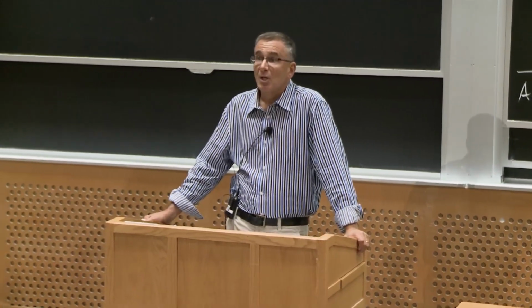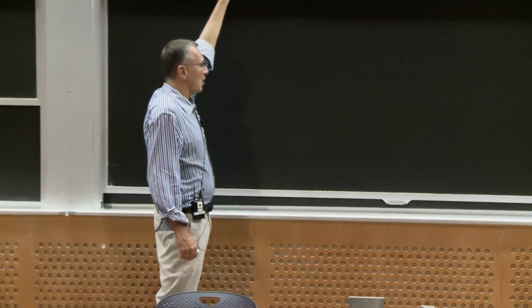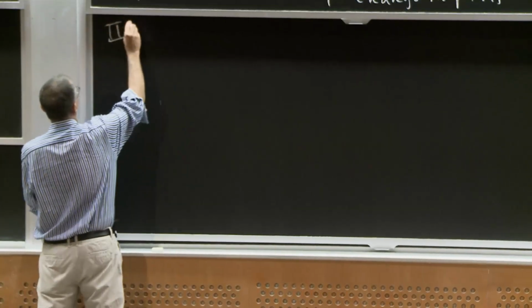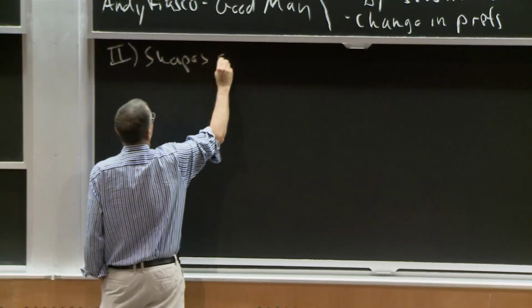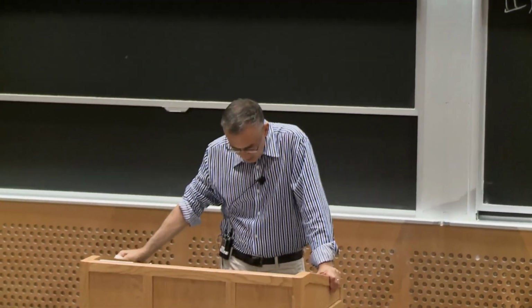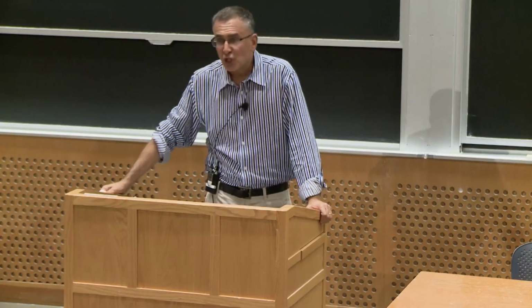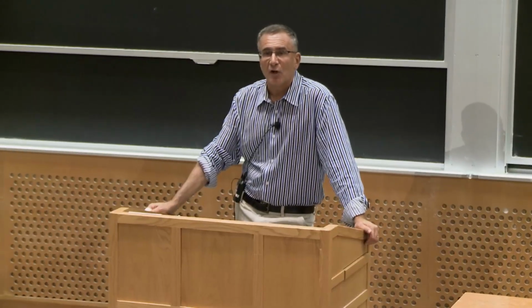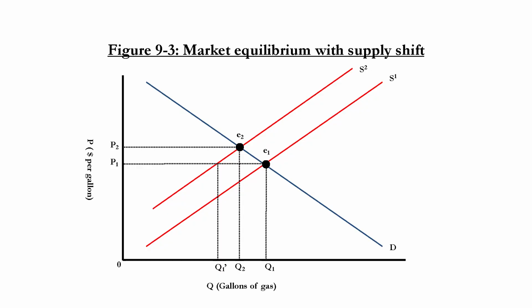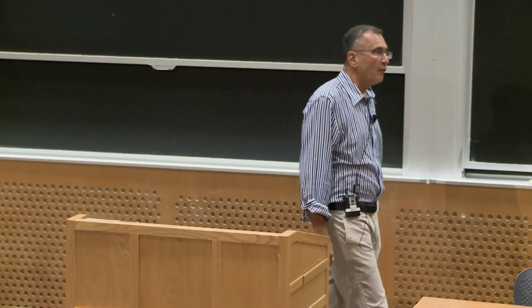Okay? So now, with that in mind, let's talk about how all this depends on the shape of demand and supply. Let's once again talk about an inward shift in supply, like the war in the Middle East that raises the cost of producing gas. Figure 9.3 shows what happens with a standard supply curve. With an inward shift in supply, prices rise, quantity falls. What, however, if demand was perfectly inelastic?